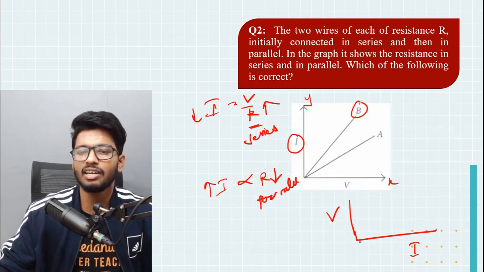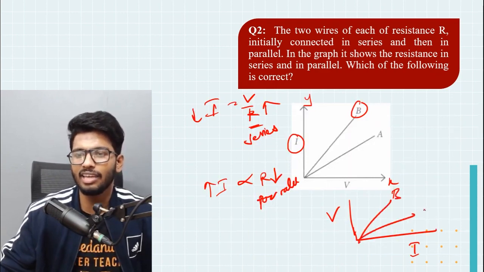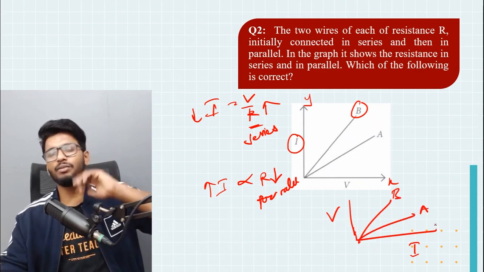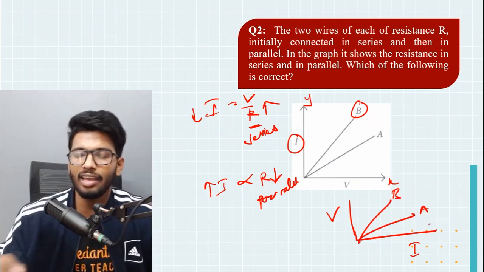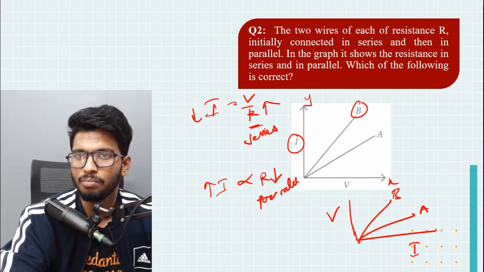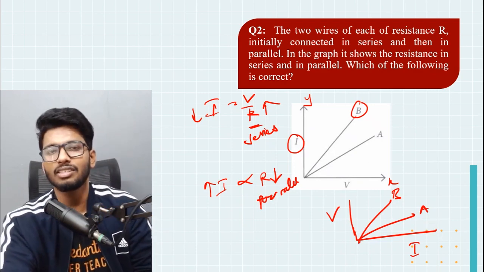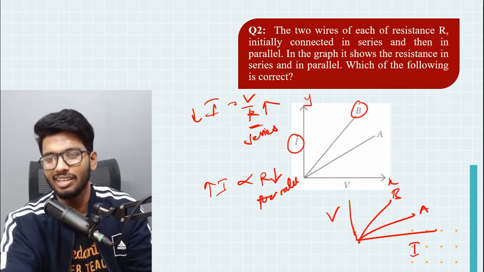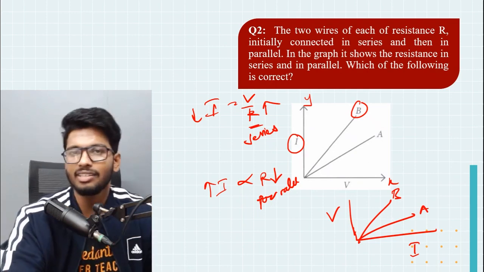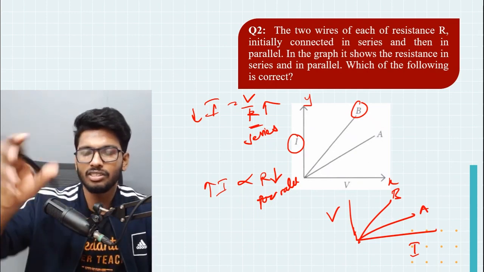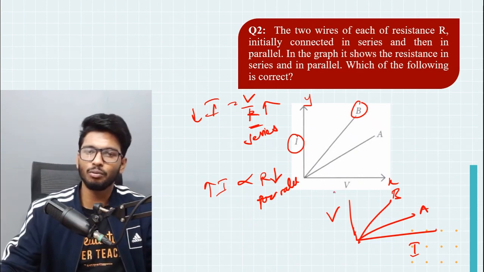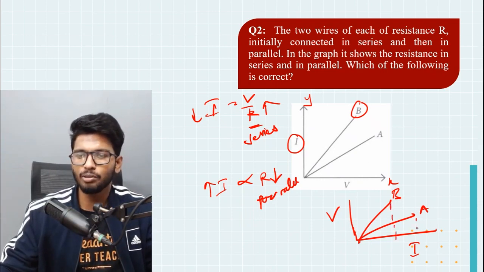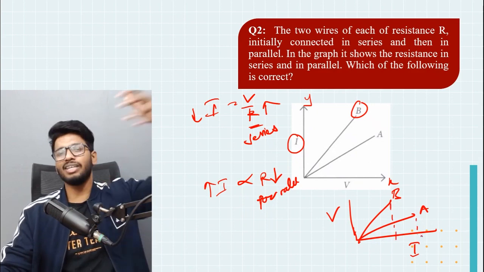Then you could have said that if this is B and this is A, then A is in series and B is in parallel. But A is in parallel and B is in series, because you see that over here it's completely different. As you increase the voltage, the current flowing through B is lesser and A is much higher. So you can say that A is in parallel and B is in series.